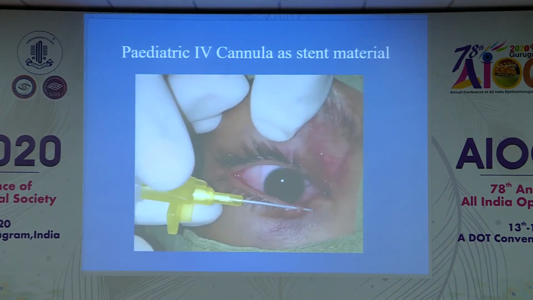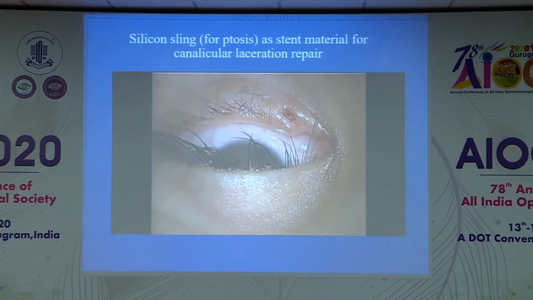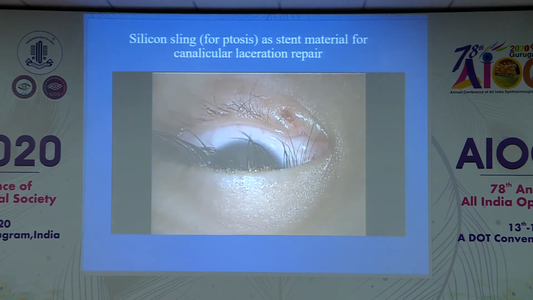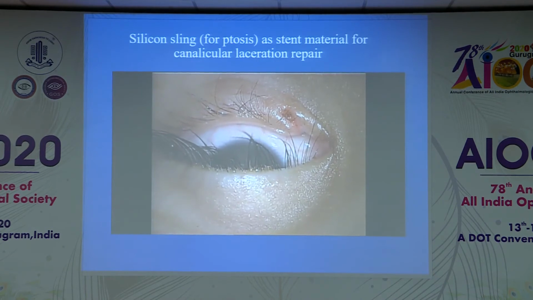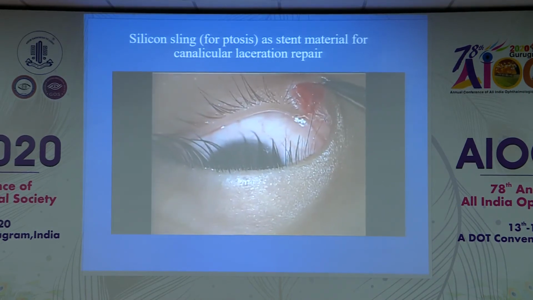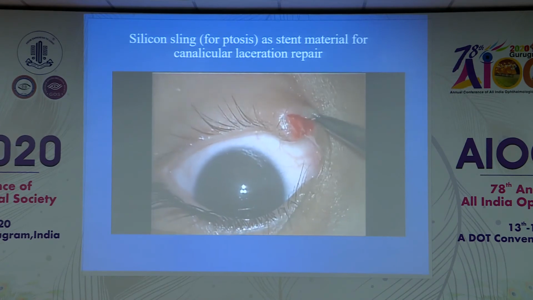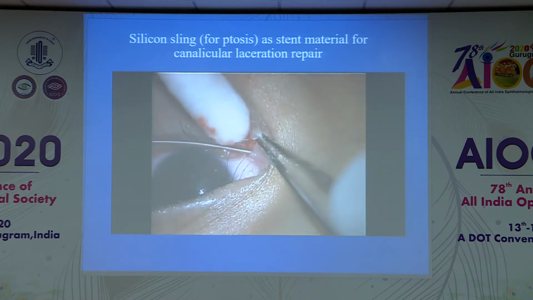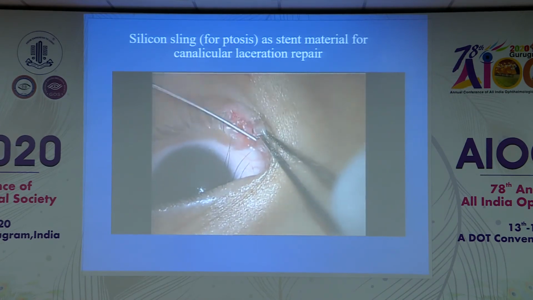When the stent is not available, we can use a pediatric IV cannula, the intracath, as a stent material. Sometimes the silicone rod that Dr. Mukesh Sharma sir has shown us can also be used as a stent material. So here in this case, I used the silicone rod that we use for ptosis surgery.